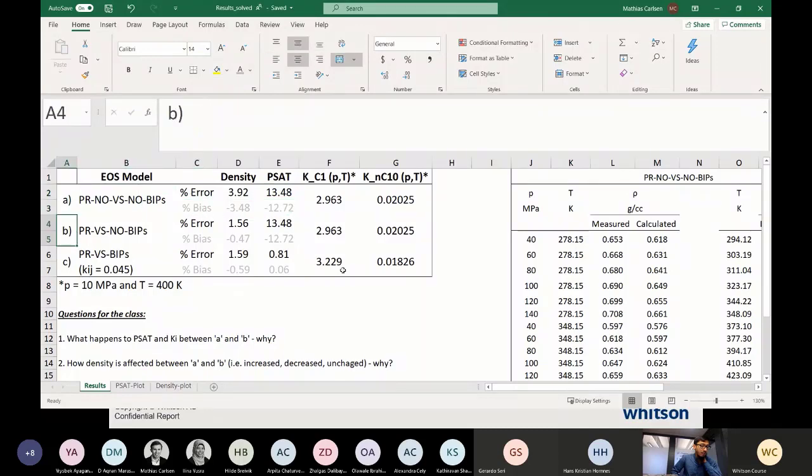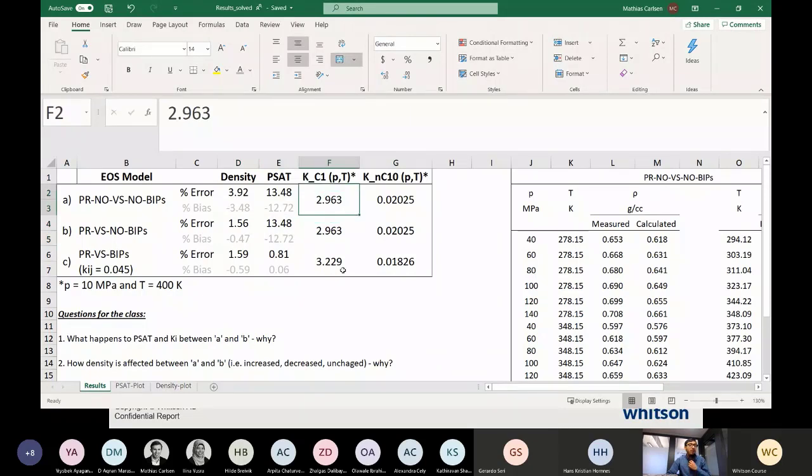Now in case B, what we have done differently is just to add the volume shift. So now the volume shifts are non-zero, and we still have no binary interaction parameters. And you can see that the densities are improved. So you only see the difference in the density. The saturation pressure error is the same. And the reason, again, we discussed, is that with this Peneloux method, if you introduce volume shift, it should not affect any phase behavior PVT calculation. So it should not affect, for example, your saturation pressure. And that's what we see here.